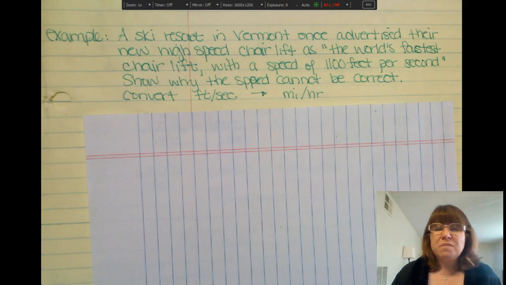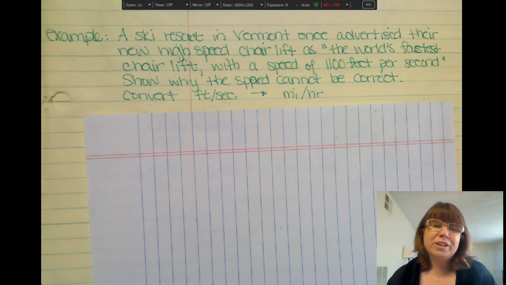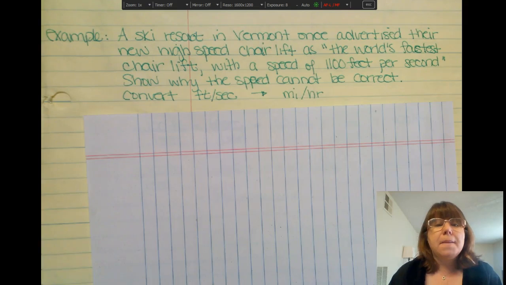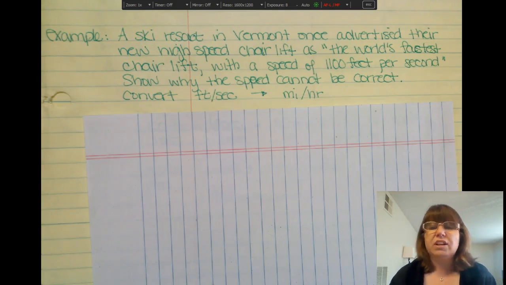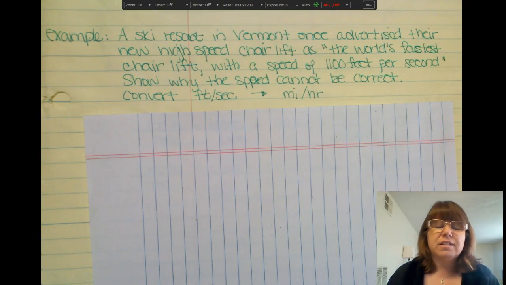Here's an example I'm not too sure I can relate to because I'm in California and we don't get a lot of snow, at least not at ground level, though up in the mountains we do. But a ski resort in Vermont once advertised their new high-speed chairlift as the fastest chairlift, with a speed of 1,100 feet per second. Well, we're going to prove them wrong.